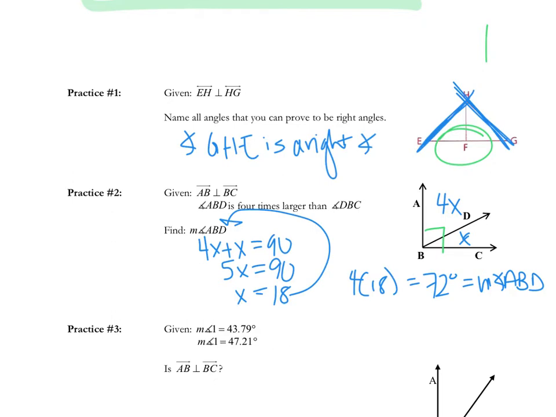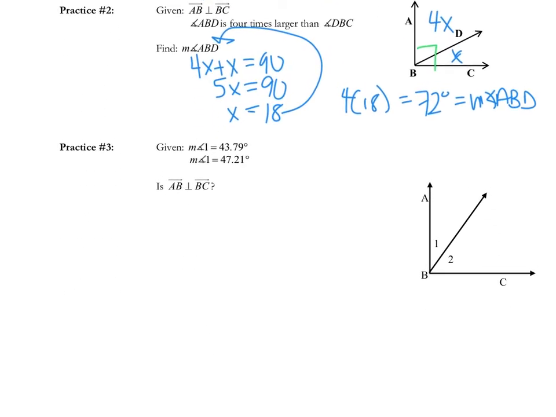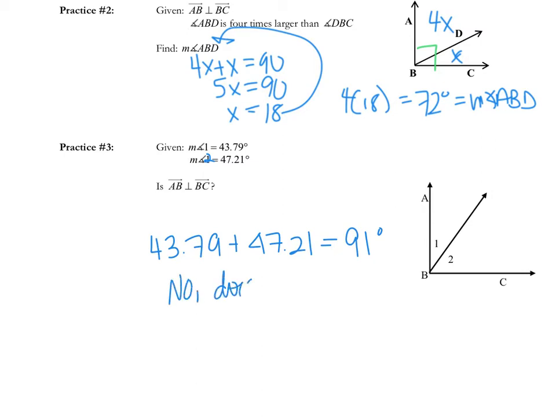Okay. All right, then the next example asks, is ray AB perpendicular to ray BC, given that the following angles are 43.79 and 47.21. Okay, in order for it to be perpendicular, it needs to be 90 degrees. And this should say angle 2 there, sorry. This actually equals 91 degrees. So no, it doesn't equal 90 degrees.